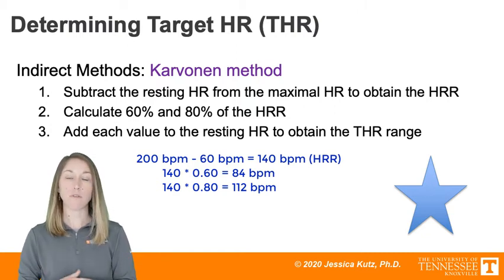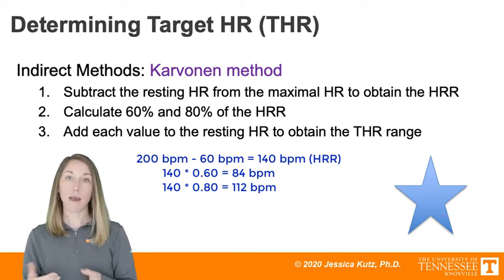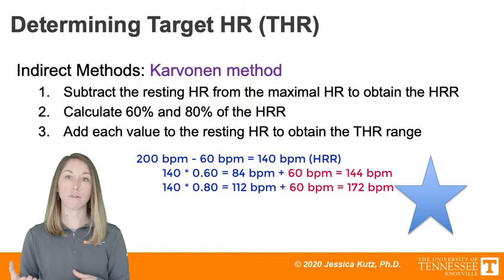Now notice that the values you get here are very low. This should be a flag that there's another step involved to calculating the target heart rate zones. And that last step is that you have to add back the resting heart rate. In this case, it now gives you very appropriate ranges for 60% of heart rate reserve and for 80% of heart rate reserve.